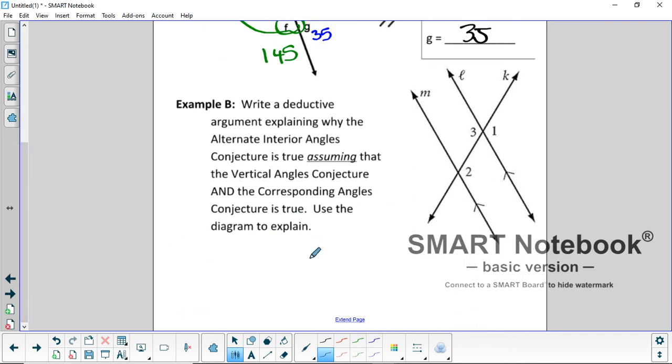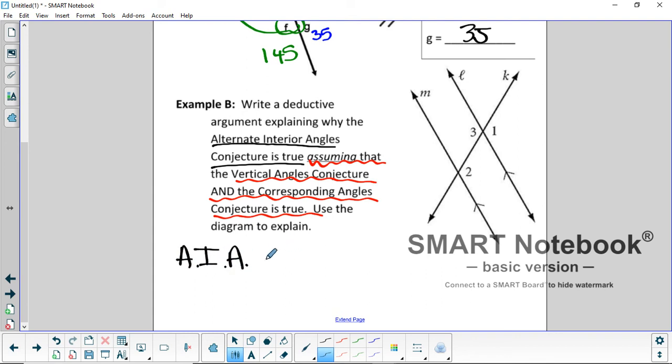All right, next it says, write a deductive argument explaining why alternate interior angles is true, but we get to assume that the vertical angle conjecture and corresponding angles is true. Use the diagram to explain. So first I want to figure out what are my alternate interior angles, and I'm going to abbreviate that AIA so I don't have to write out the whole thing.